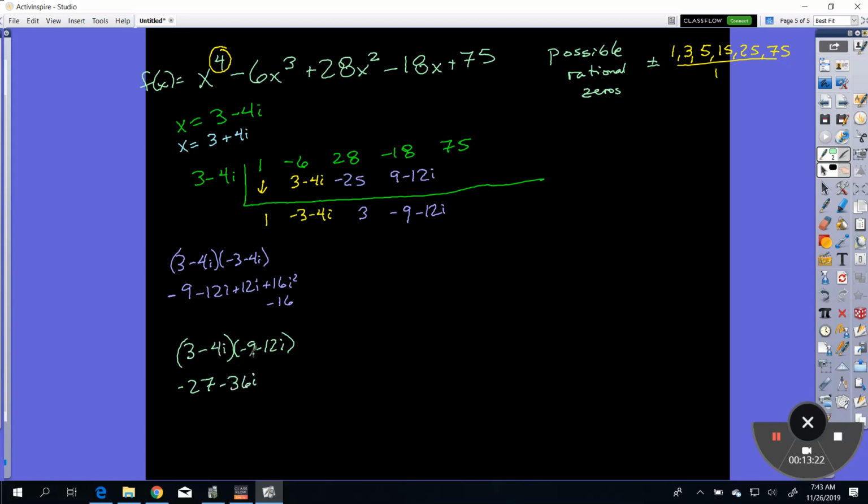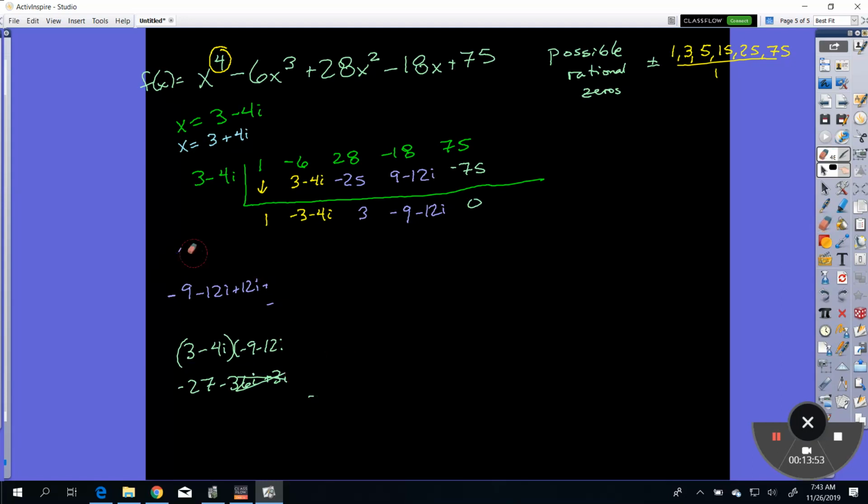Negative 4 times negative 9. And negative 4 times negative 12 is 48i squared, and the i squared makes that. So the middle ones go away. Negative 27 and negative 48 make a negative 75, and we get 0. Step 1 done.